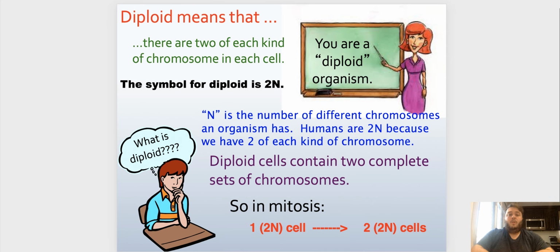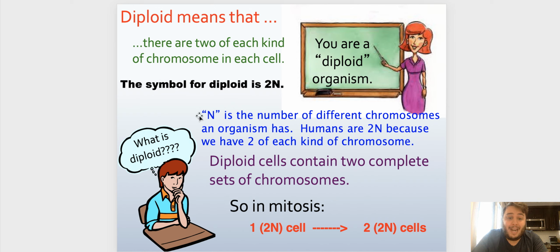Alrighty, so before we move on to meiosis, there are a couple of things that I would like to review. The first one is what diploid and haploid mean. Very important. So diploid means that there are two of each kind of chromosome in each cell, right? So we are diploid organisms because, again, we have 23 and 23 to give us 46.